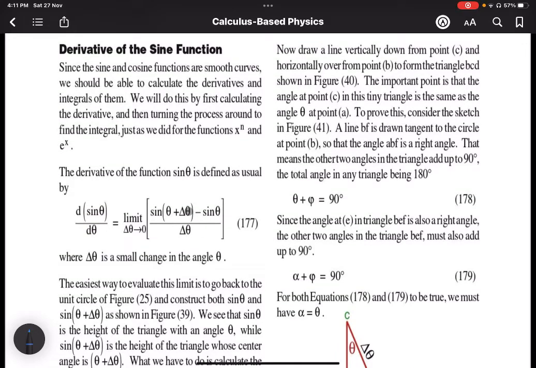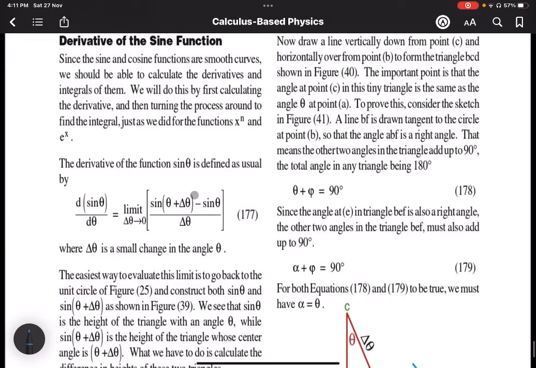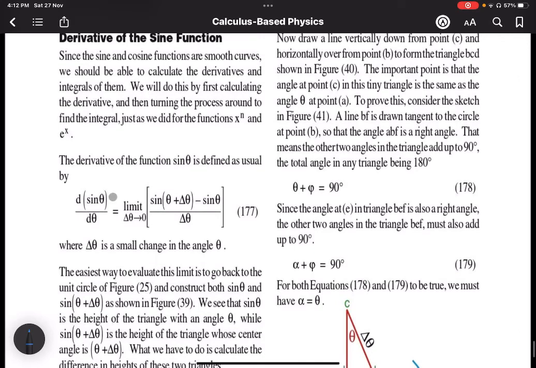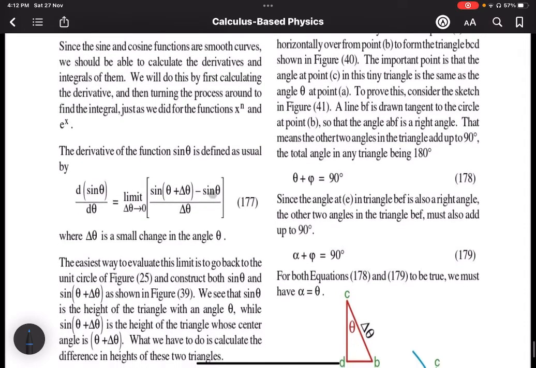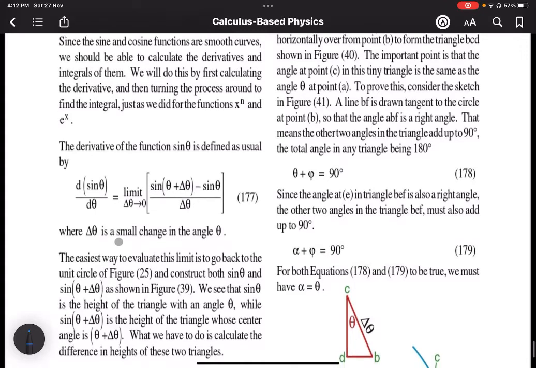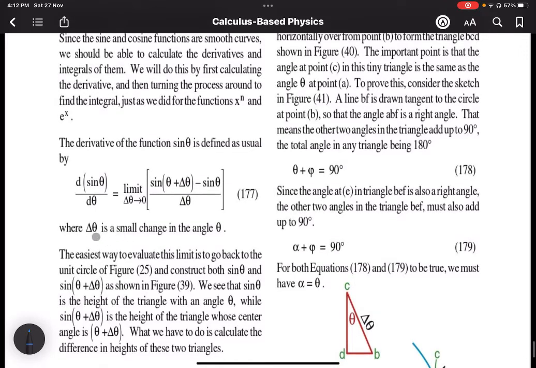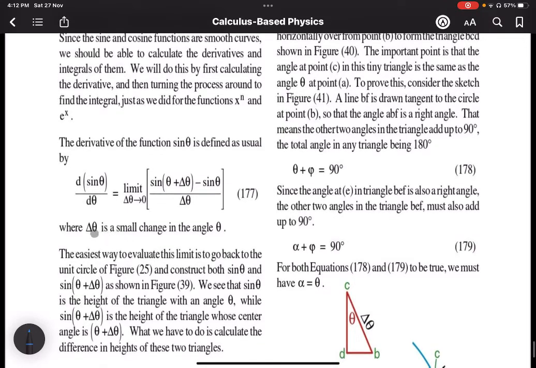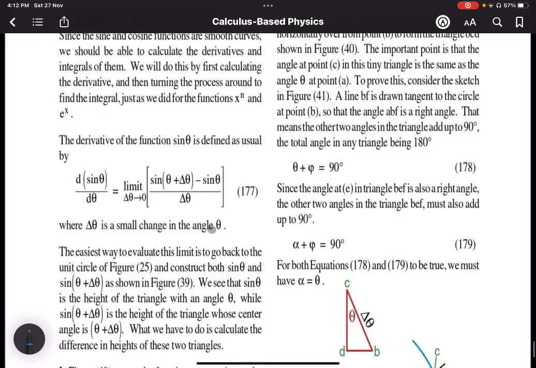The same formula with regards to finding the derivative, no? We just replaced the variables, since angle is what we are looking for, the derivative of the angle, of the sine. So, we replaced our previous variables with sine theta, no? So, where the change in angle or theta is a small change in the angle theta.